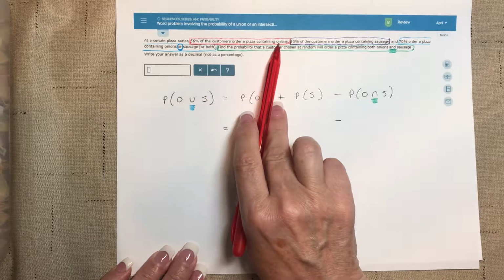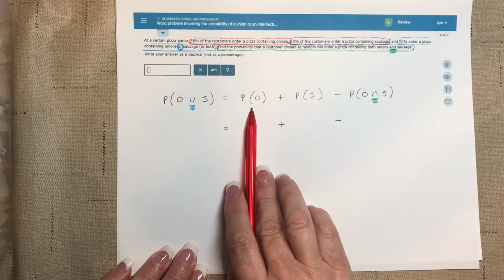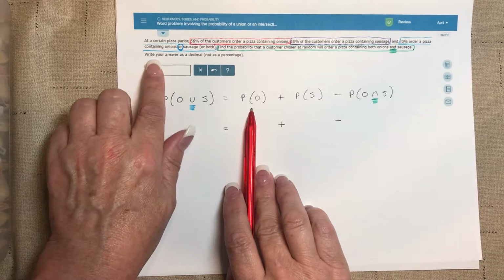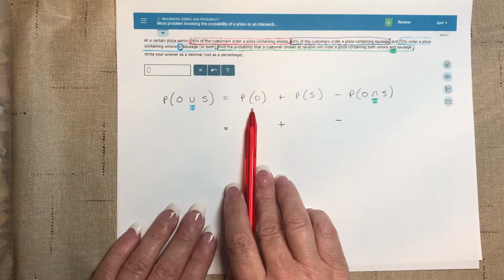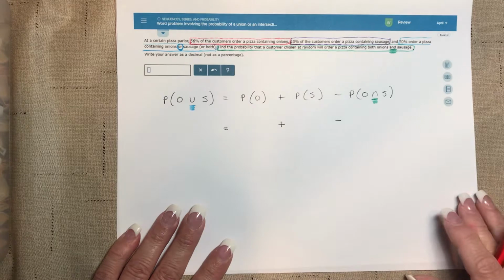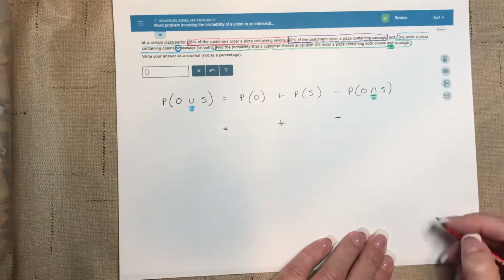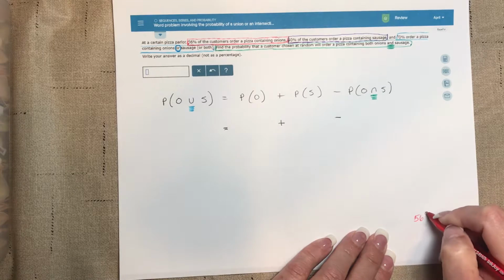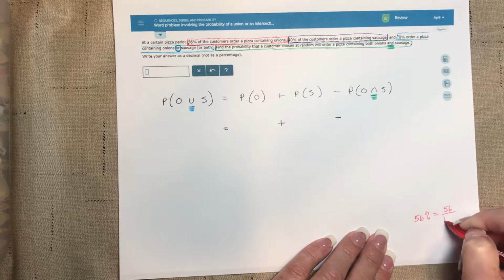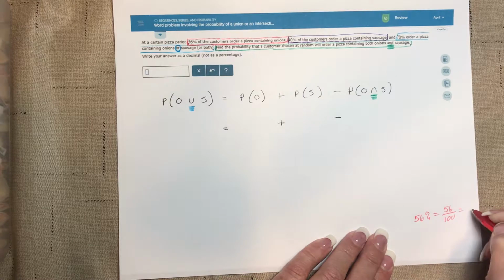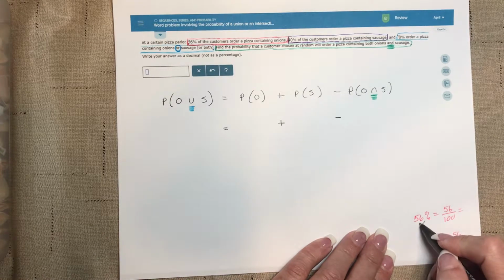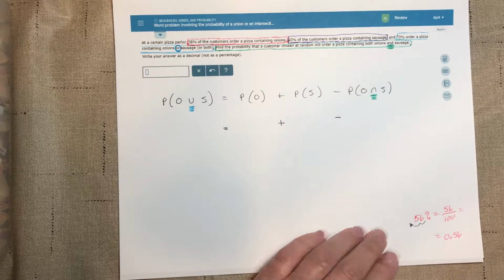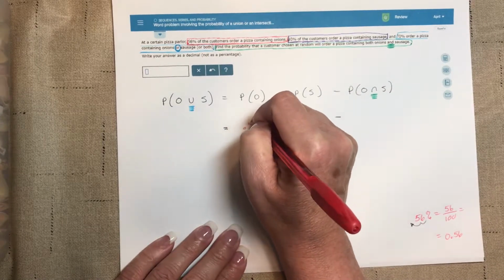56% ordered a pizza containing onions, so 56% has to go right here. However, down here it says write your answer as a decimal, not as a percentage. So I have to convert my 56% to a decimal. I'll do that in the corner here. 56%, all percentages come out of 100. And 56 divided by 100 is, sorry, I ran out of room, 0.56. So really all I have to do is move my decimal 2 places to the left. 56% would be 0.56. So that's going to go right here.